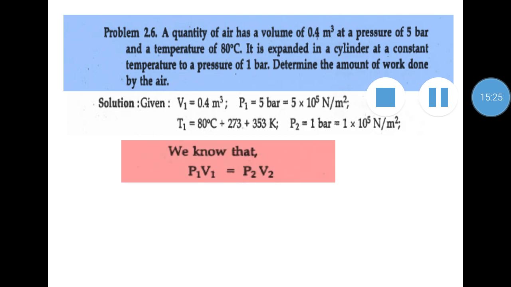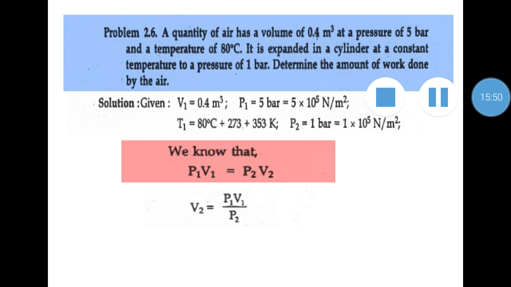So we know the pressure, volume, temperature relationship. For a constant temperature or isothermal process, as T is constant, T on both sides gets cancelled, so only the pressure-volume relationship remains: P1 V1 is equal to P2 V2. So this is the pressure-volume relationship.